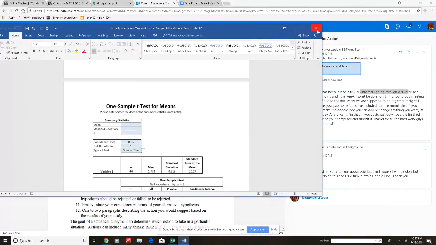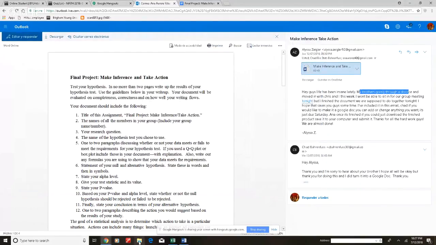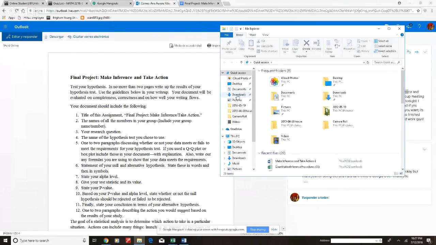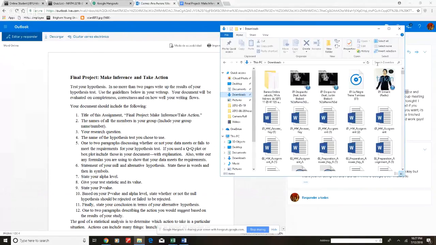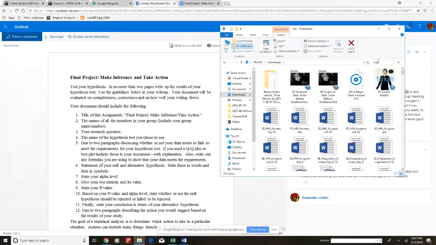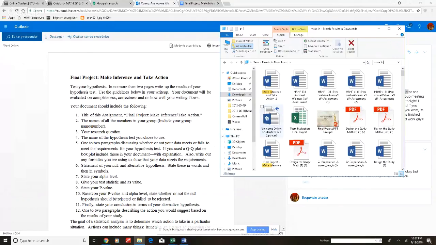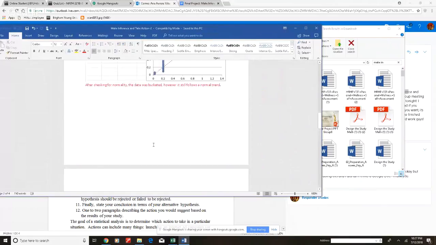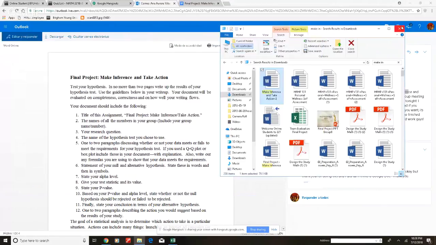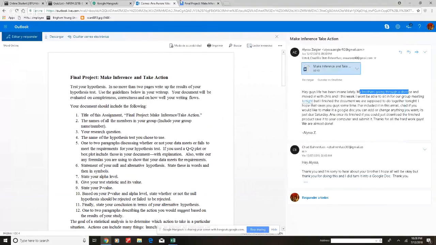Let me put that in. Where is it though? If I minimize it, it's called making payments. Documents or downloads. Making payments. Yep. So I have it saved. Okay.